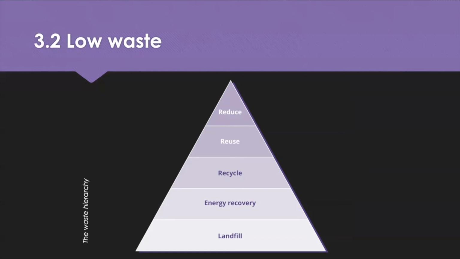Where possible, reuse it. It doesn't mention repair in here, but you could, if you think about furniture, instead of throwing things away, we could repair things. The next thing might be to recycle. And you can actually recover energy from decomposition and things like that. But the very last resort, of course, will be going to landfill.